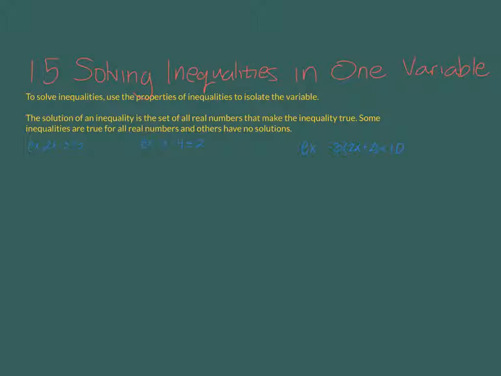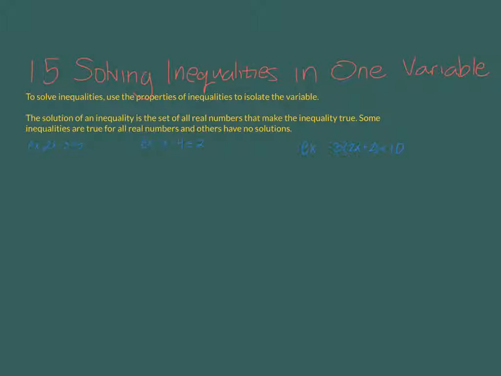To solve inequalities, you would use the properties of inequalities to isolate the variable. Just like with equations, which have the properties of equalities, inequalities have their own properties as well, and we'll go through a couple of those when we go over the examples in the video. The goal of inequalities, just like with equations, is to isolate the variable. Traditionally the variable is the letter x, and we're usually going to try and get that by itself on one side of the inequality sign.